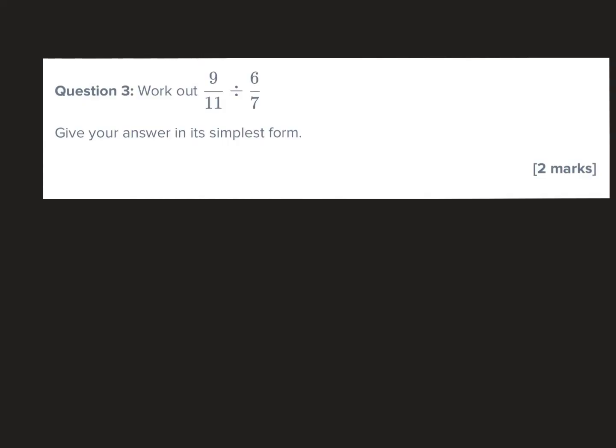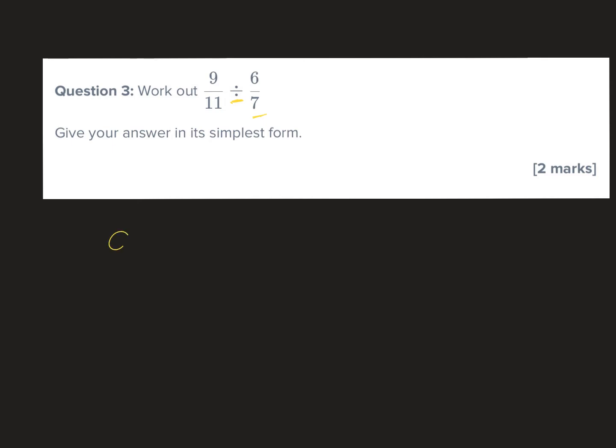We'll take a look at some exam type questions here. So the first one here is work out 9/11 divided by 6/7. So remember your 3 rules. First one we keep, then we change our symbol, and then we flip. So keep, change, flip. Okay, so you can work through that yourself now, and then unpause the video and check whether you've got it right.